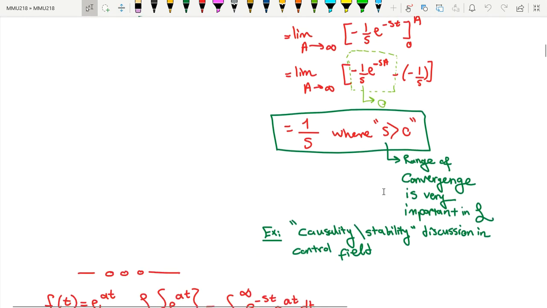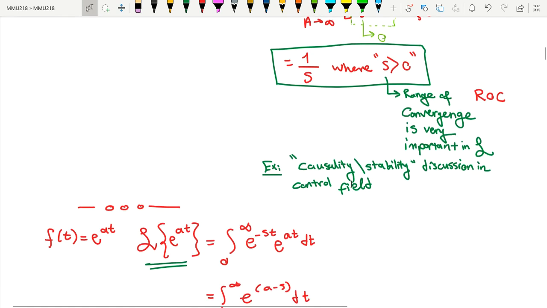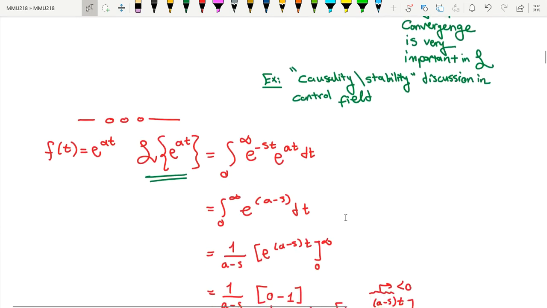Okay, so that's a pretty important concept that you need to really get used to. And region of convergence, you will hear this as ROC in some resources or videos. And causality and stability discussion in the control field, you will hear this a lot.